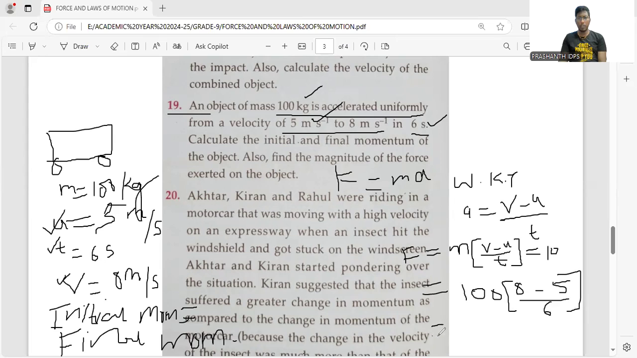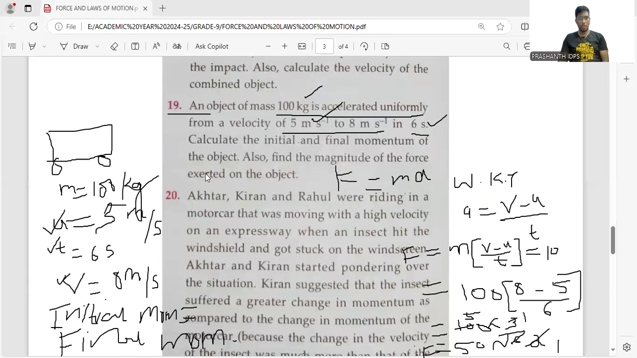So 8 minus 5 is 3. So 100 into 3 by 6. 3 ones are 3, 3 twos are 6. Again 2 ones are 2, 2 fives are 10, and already 0 is there. So the force value F is equal to 50 Newton. Therefore, F is equal to 50 Newton. This is the answer for question number 19. Okay, I hope it is clear.